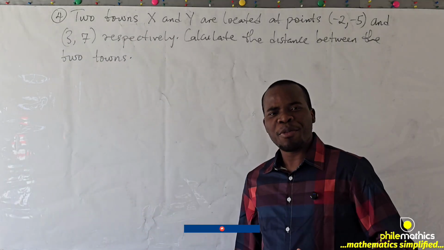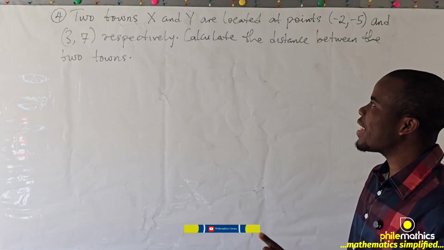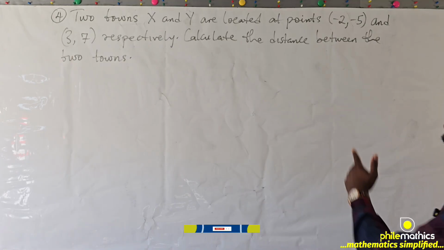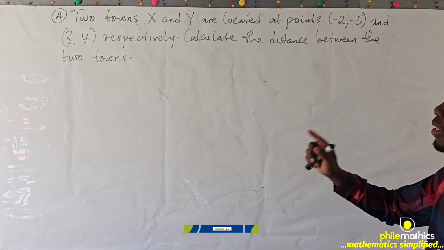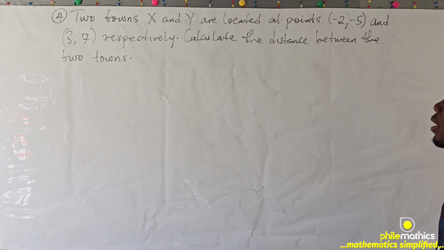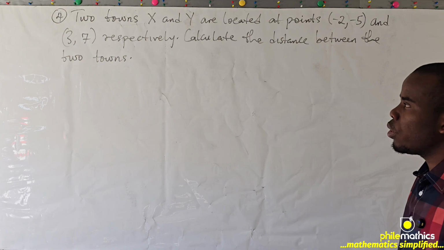The fourth problem of WAEC 2024 says two terms x and y are located at points (-2, -5) and (3, 7) respectively. Calculate the distance between the two terms.